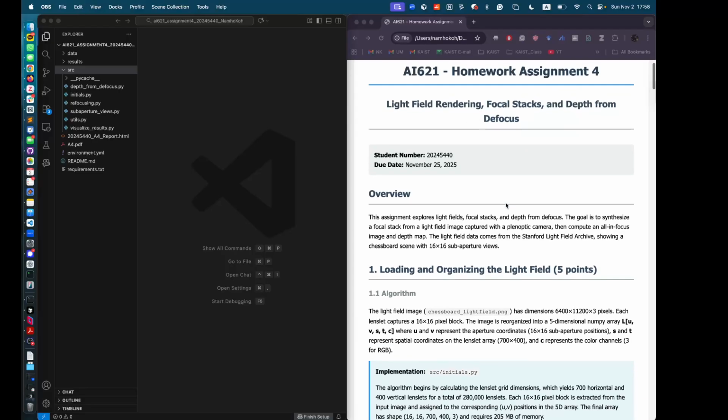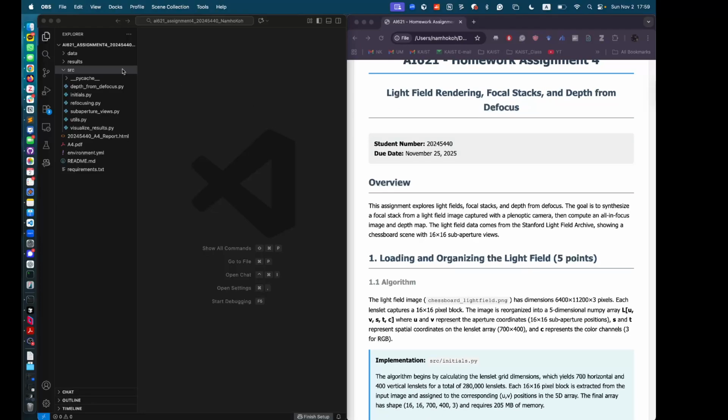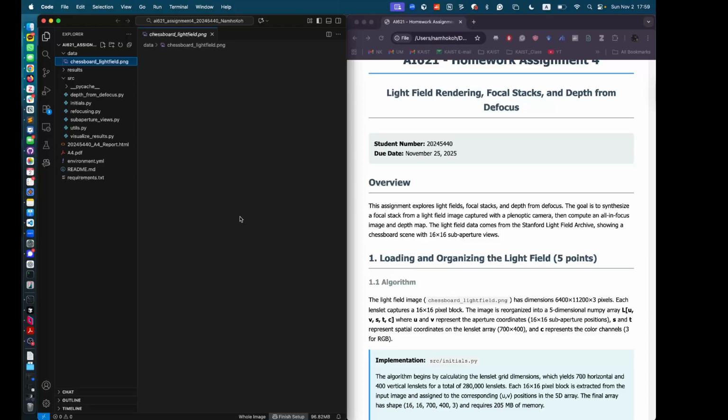The goal of this project is to take a single light field image captured with a Plenoptic camera and extract multiple capabilities from it, thus generating different viewpoints, synthetically refocusing at different depths, and computing an all-in-focus image along with a depth map. We'll be working with the following image here.